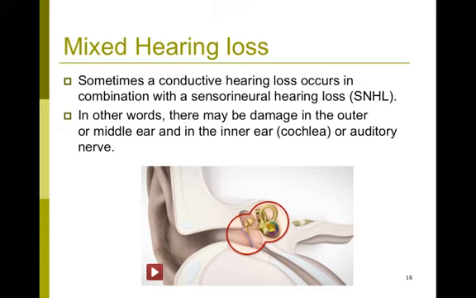Another example of a mixed hearing loss would be an elderly individual who already has an age-related hearing loss, what we call presbycusis, and is presently suffering with an ear infection. So if you were to test him, you would see that his air conduction thresholds and bone conduction thresholds are affected, but the bone conduction thresholds are better than the air conduction thresholds. In other words, we have a significant air-bone gap.